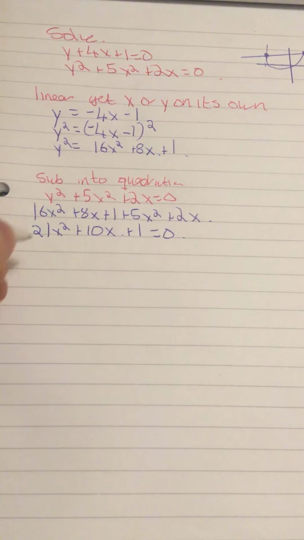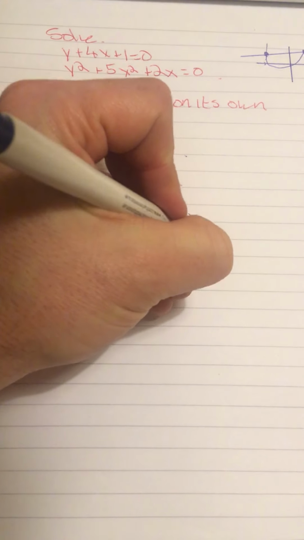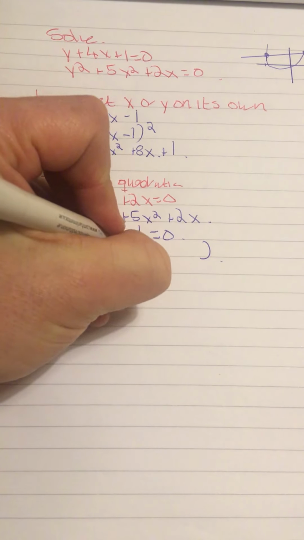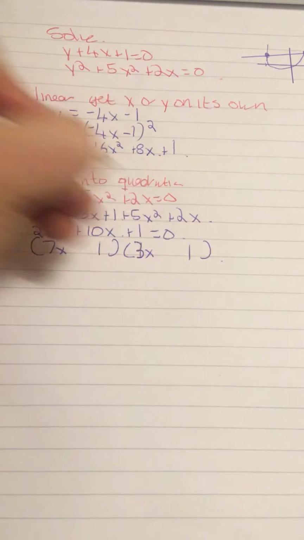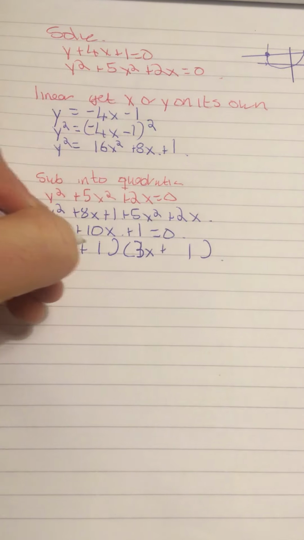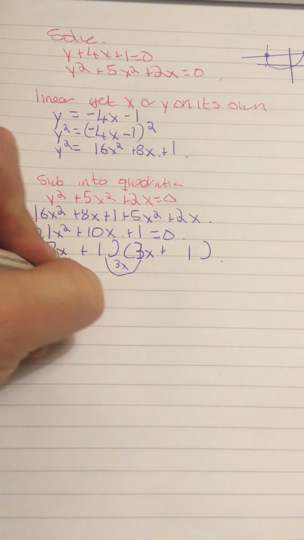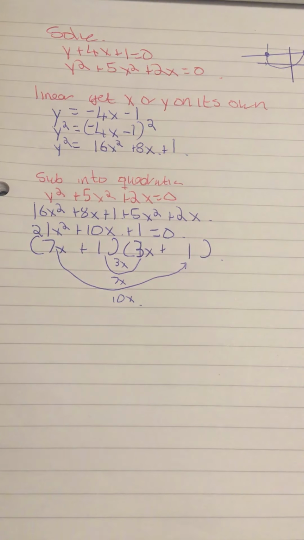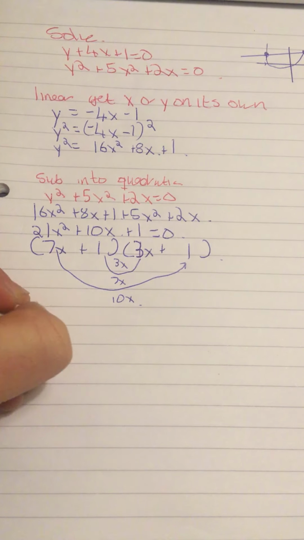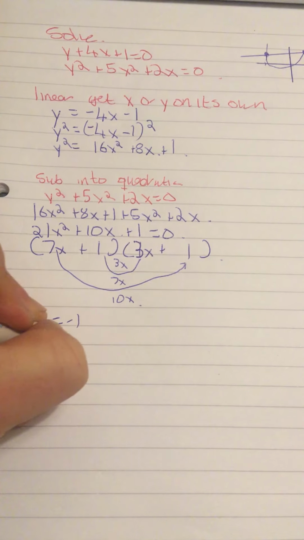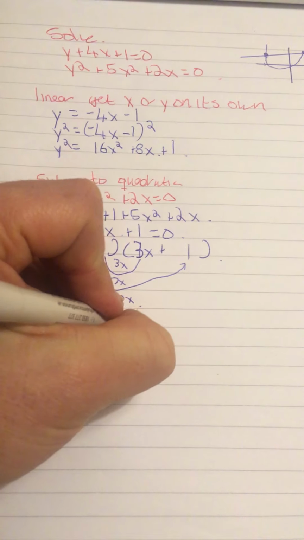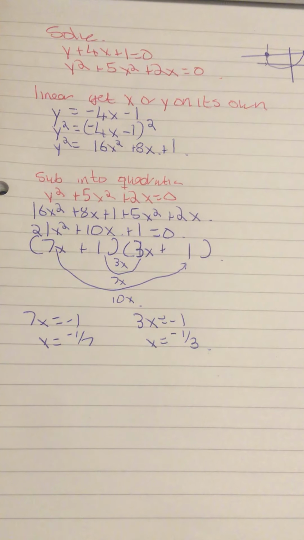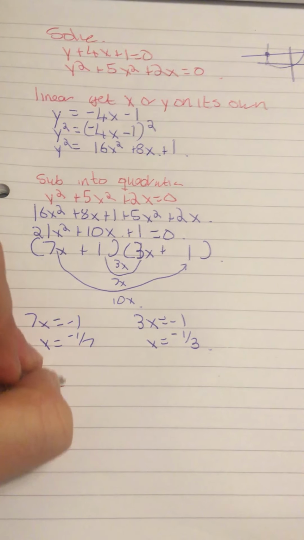And now I'll factorize my quadratic. You can always use the minus b formula, but generally they should work out. So we'll say 7x, 1x, 3x, and factors are 1, 1. Just testing: 3x, two closest, two furthest, you should always get the middle term. That's 7x, that is 10x, so my factors are good, and I'll solve for x. So 7x equals minus 1, x equals minus 1/7. And 3x equals minus 1, x equals minus 1/3. Okay, so I have my x coordinates, and now I get my y coordinates.